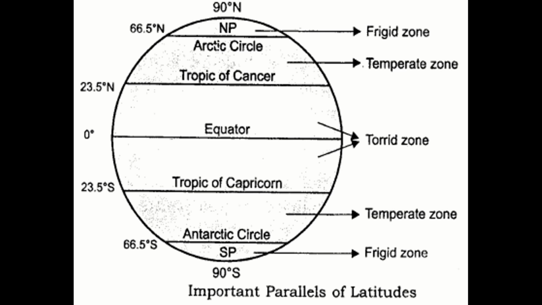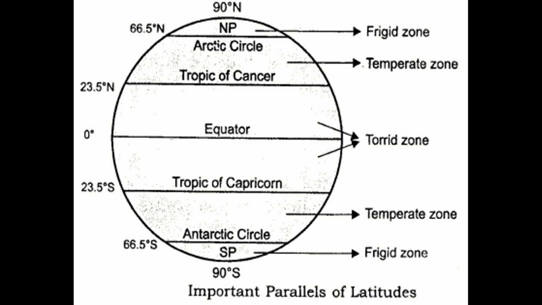The same way, when you come downwards from the equator to the South Pole, again you have the Tropic of Capricorn, 23.5 degrees south. Now here we have south because this is the southern hemisphere. You come a little downwards, you have the Antarctic Circle at 66.5 degree south, and the southernmost tip is 90 degree south.